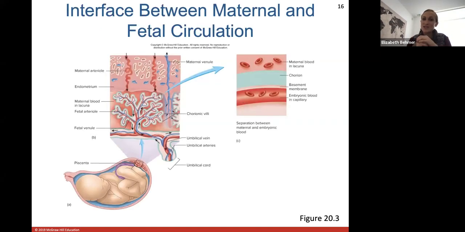So here we have this interface between maternal and fetal circulation. We have the placenta as shown here. The placenta will be connected to the umbilical cord to carry all the blood supplies to and from the fetus, the baby itself. And here we have a look at the separation between maternal and embryonic blood. We have maternal blood filling up the lacuna spaces, surrounding the placenta. But then we have this chorion layer, and that chorion layer does not allow any blood cells to pass through between the mom and the embryo.